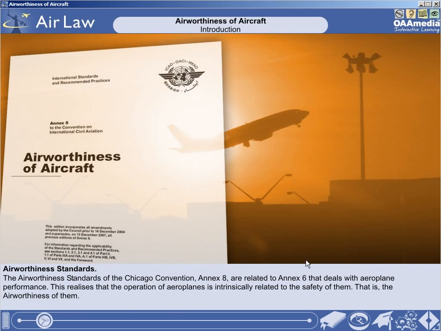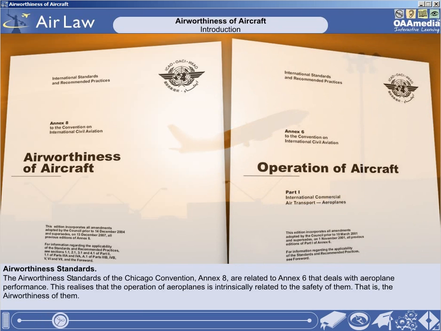You will now recall that the airworthiness standards of the Chicago Convention, Annex 8, are related to Annex 6, that deals with aeroplane performance. This realizes that the operation of aeroplanes is intrinsically related to the safety of them, that is, the airworthiness of them.